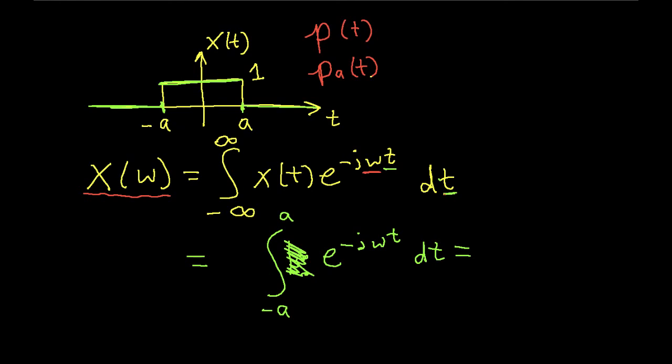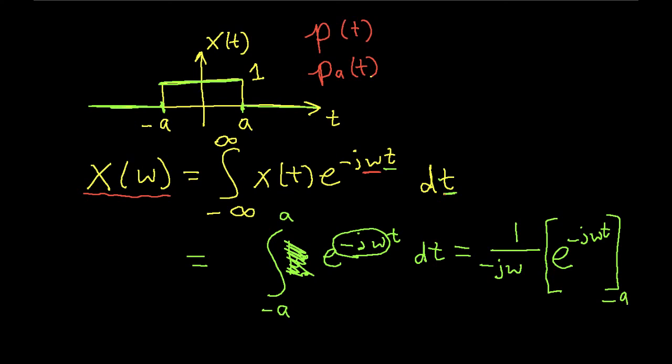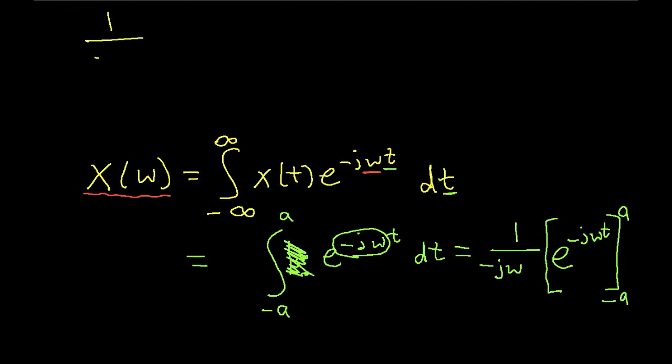I'm just integrating an exponential over a finite range. This is a fairly straightforward integral. So I have 1 over negative j omega. That's this constant out here in front of the t in the exponential. And then I will evaluate this e to the minus j omega t going from negative a to a. Now I want to evaluate this at the limits, and I get 1 over negative j omega. I replace t by a in the upper limit, I get e to the minus j omega a. Then I subtract e to the minus j omega negative a.